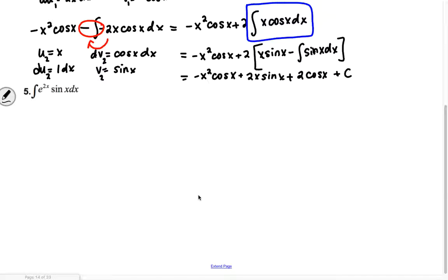So, which one vanishes? B. Neither of them vanish. So you can let u and v be either one in a situation where you have an e to something and a sine or cosine. So you can let it be either one. It doesn't matter. This one's my favorite.